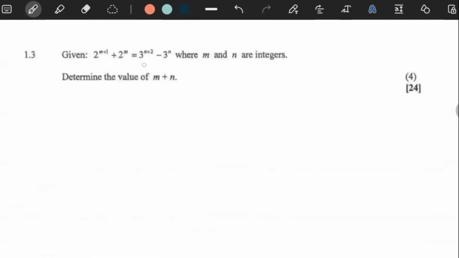But anyways, given this expression, we have the left-hand side and the right-hand side, where m and n are integers. Determine the value of m plus n. So without overthinking this kind of a question, just work with what you have. See how best you can break down this kind of an expression to see what value of m you have and to see what value of n you have. So let's start. I'm going to rewrite the question just so that I can see it a bit bigger. But this is what we have.